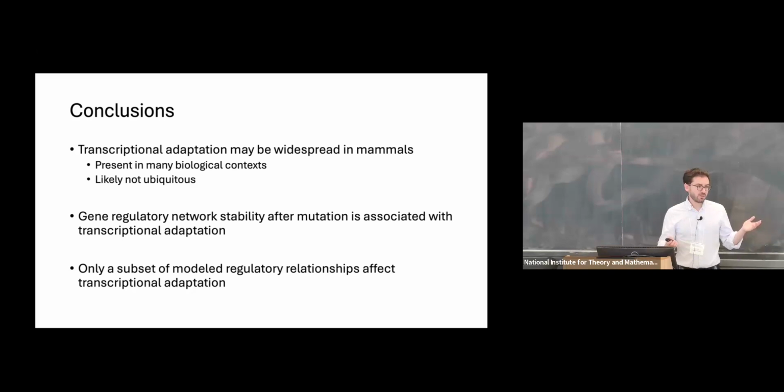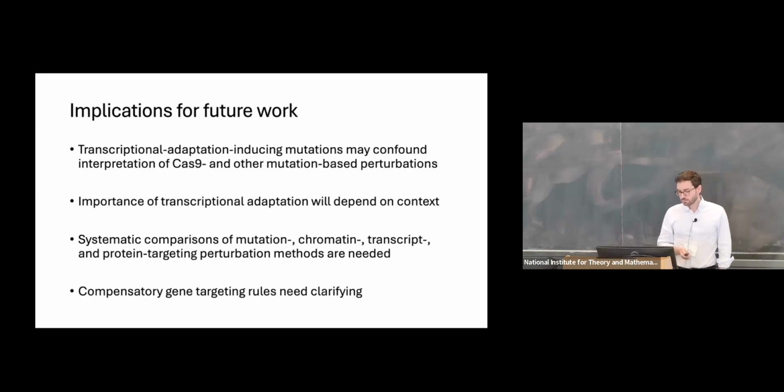Why is it not ubiquitous? Why does it occur? There are many outstanding questions, which we'll get to in a second. Gene regulatory network stability, at least at the level of annotated regulons, is associated with transcriptional adaptation or genetic compensation, at least in our analysis. And only a subset of the modeled regulatory relationships appeared to confer robustness on gene regulatory network outputs in stochastic simulations. So there are a lot of implications for future work.